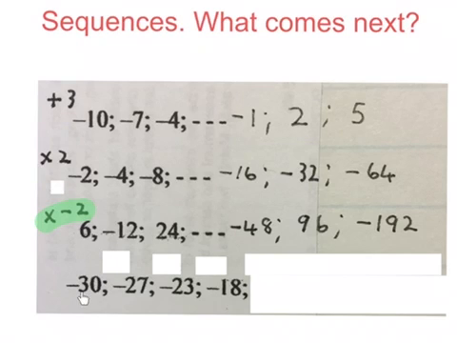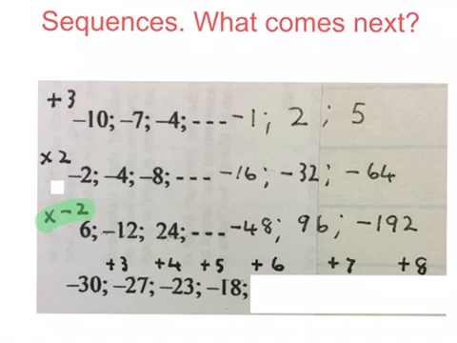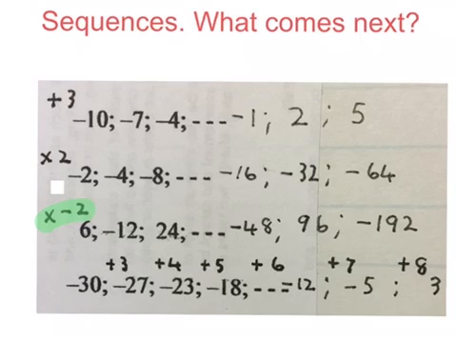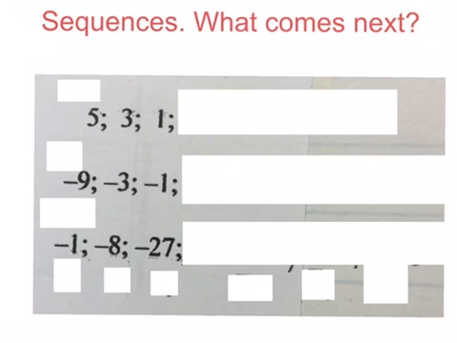The next sequence is minus 30, minus 27, minus 23, and so on. From minus 30 to minus 27 is plus 3. To minus 23 is plus 4. To minus 18 is plus 5. Then we will keep doing this, adding by 1. And the answer will be minus 12, and then plus 7 is minus 5, and then plus 8 is plus 3, and so on.